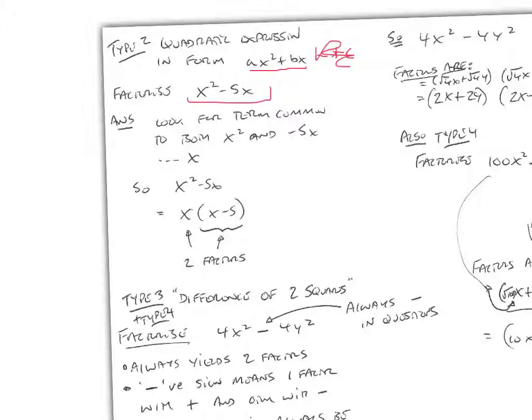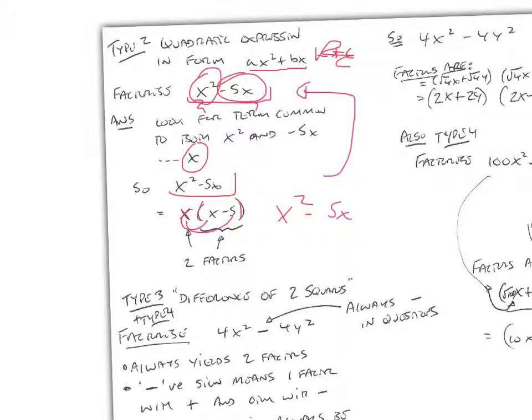Well, we look for a term that's common to both x squared and minus 5x, and that's x. X is in both of those. So x squared minus 5x can be broken down into its two factors, x multiplied by x minus 5, because x by x is x squared and x by minus 5 is minus 5x, which is the original product.